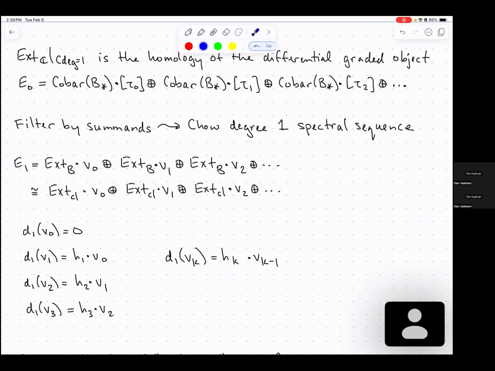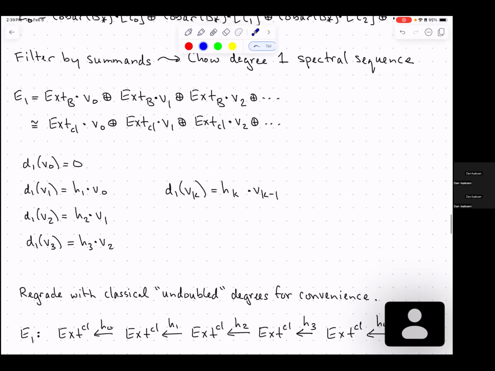Okay, and then you can look up the formulas for the coproduct, and you can find out that these are the differentials. So this d1 on V0 would go to filtration -1, there's nothing there, so that one has to be 0. Then if you take V1, the generator here, it should go to something in here, and the thing it goes to is H1 times V0. And then V2 goes to H2 times V1, and so forth, all the way down in general. That's what turns out to happen.